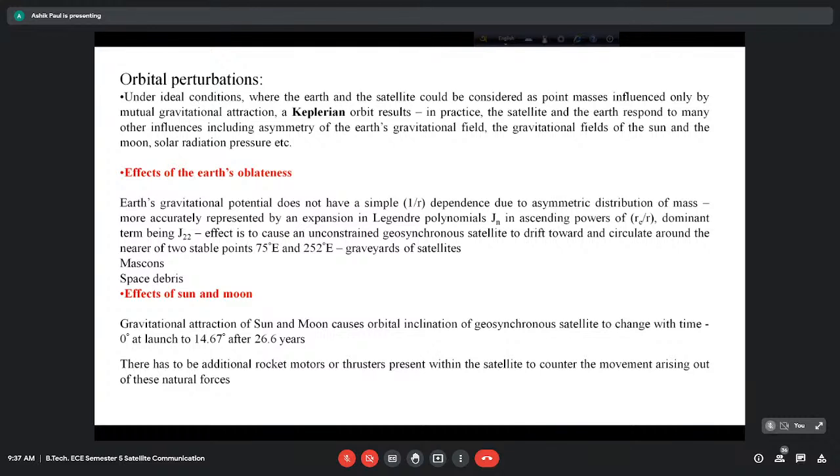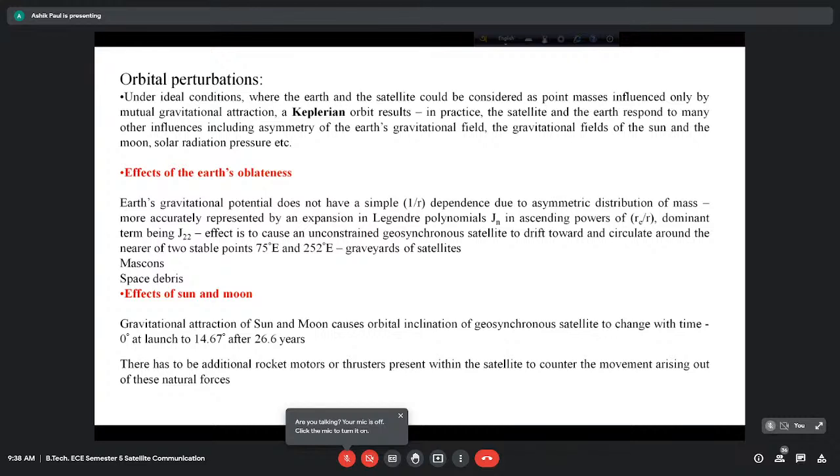So typically, every country which launches these satellites tries to steer them towards one of these two stable points so that these unconstrained objects do not collide with other active satellites. And these locations are sometimes referred to as graveyards of satellites. It is as if a place where the dead or defunct satellites are housed or stored.